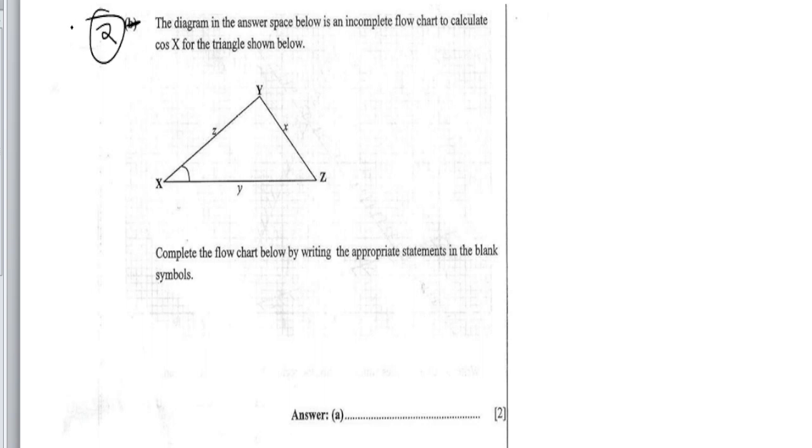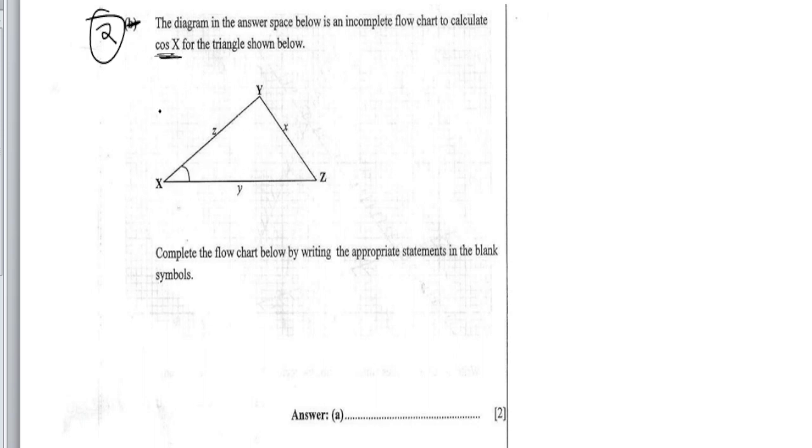The diagram in the answer space below is an incomplete flowchart to calculate cos x for the triangle shown below. So this is a triangle here. Then we've been told to complete the flowchart below by writing the appropriate statements in the blank symbols. So now let's first know what is happening here. How can we find cos x?